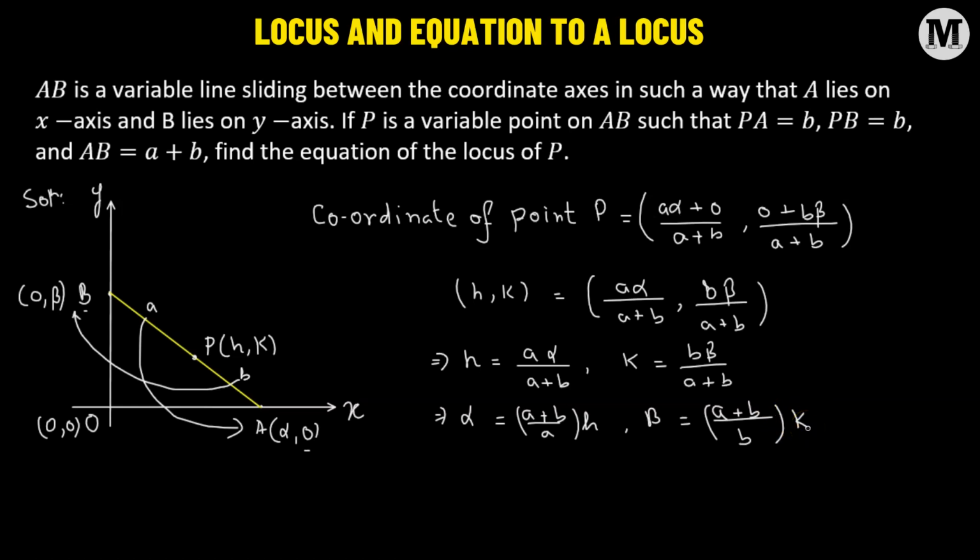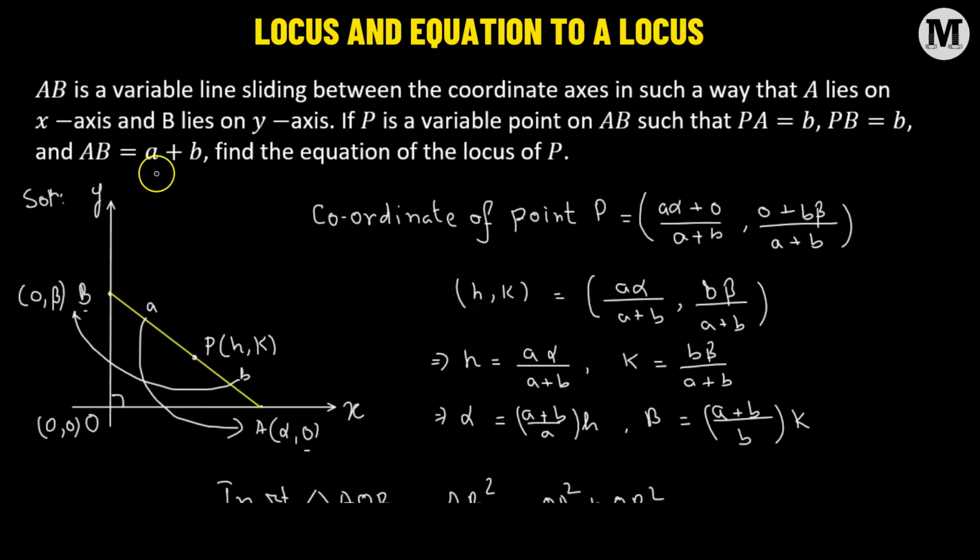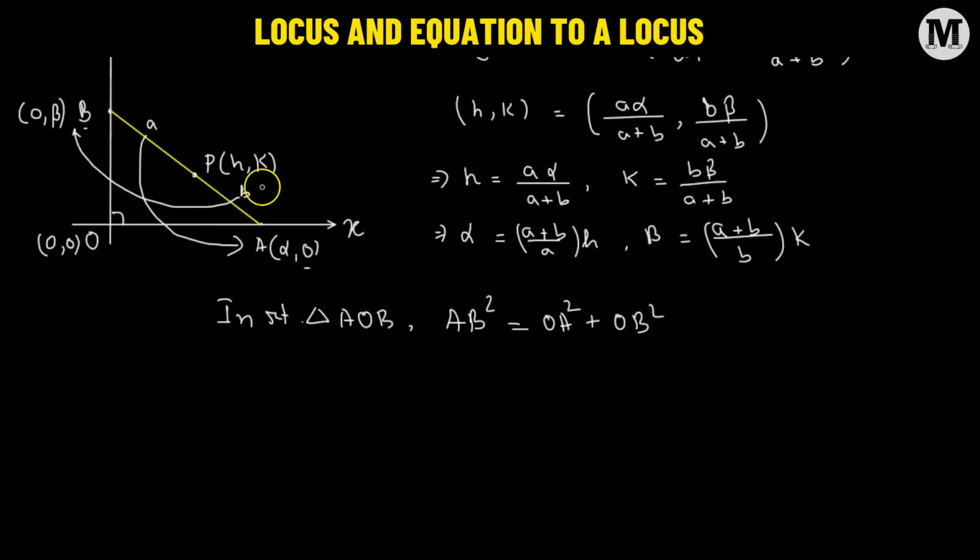Fine. Now we'll consider the triangle AOB. It's a right angle triangle, right angled at O. So in the right angle triangle AOB, we can use the Pythagoras theorem. The Pythagoras theorem states that the square of the hypotenuse AB is equal to the sum of the squares of the other two sides, that means OA squared plus OB squared. Now what's AB squared? AB is already provided to us as a plus b. So we can replace AB with a plus b, and we get a plus b whole squared.